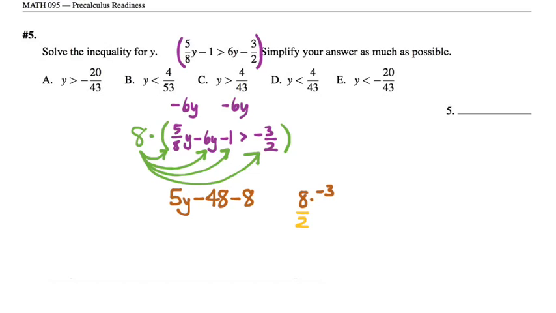8 over 2 is better known as 4. And 4 times negative 3, negative 12. So now all my fractions are gone. What happens with this greater than sign? Should I keep it or should I flip it?